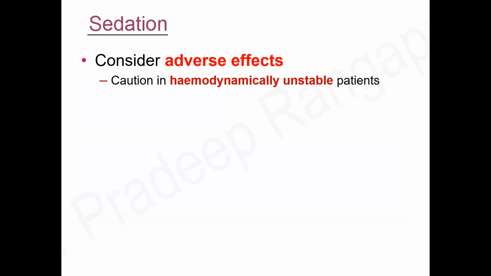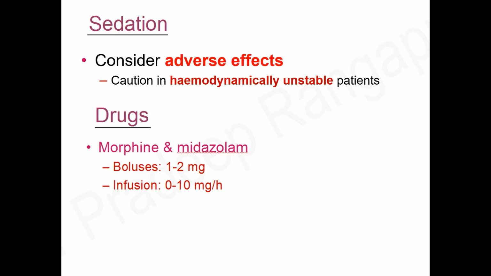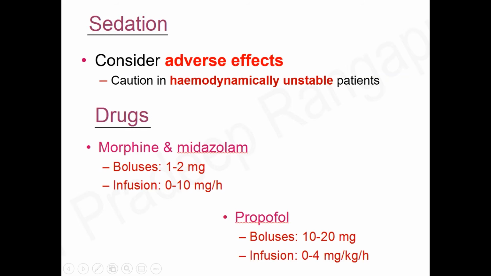Obviously, when we are using sedation, there are a lot of adverse effects that come with it, especially in hemodynamically unstable patients. You need to be wary about the type of sedation you're using and the dose. The normal drugs used for sedation and analgesia are morphine and midazolam. These have to be given as boluses followed by infusion. A bolus is always needed because of the pharmacokinetic nature of at least the opioids, which I will show in the next slide. The other drug that we tend to use is propofol. The bolus we give is 10 to 20 milligrams, and the infusion is 0 to 4 milligrams per kg per hour.